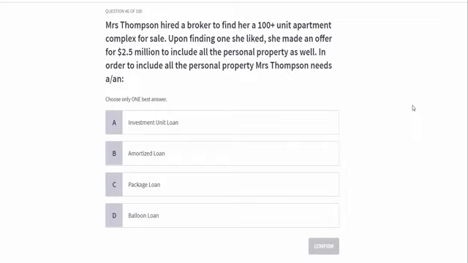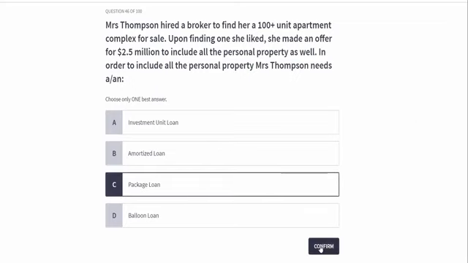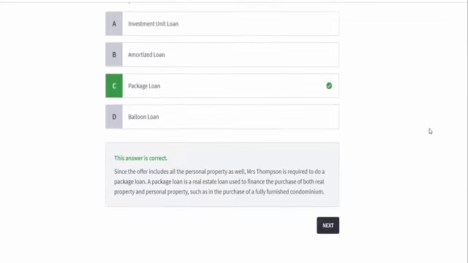Alrighty, so what is our answer on this one? What is Mrs. Thompson getting into? What is she dealing with today? Alright, so our correct answer for this one is going to be C. It is a package loan. So, since the offer includes all personal property as well, that's super important to distinguish, Mrs. Thompson is required to do a package loan.